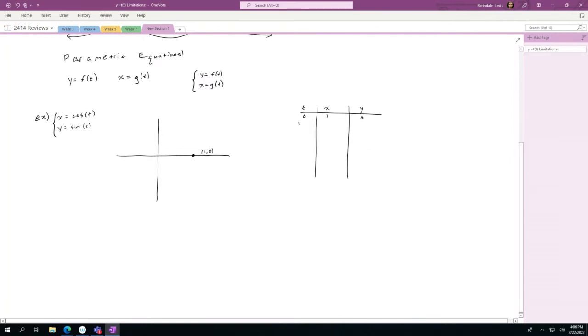Now, supposing that t was equal to pi over 4. Well, then the cosine of pi over 4 is root 2 over 2, and the sine of pi over 4 is root 2 over 2. That point would also go on my graph. Now, at pi over 2, x is the cosine of pi over 2, which is 0, and the sine of pi over 2 is 1. I'm just going to start going through this a little faster. When t is pi, I have negative 1 and 0. At 3 pi over 2, I have 0 and negative 1. And at 2 pi, I'm back to where I started at (1, 0).